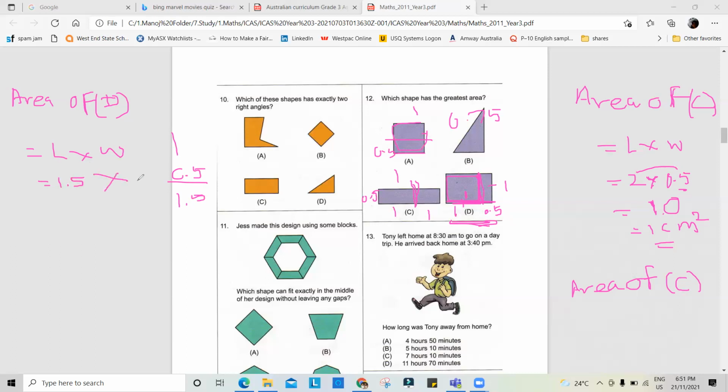And what is the width for this picture? This height should be 1, right? This height is 1, right? Then 1.5 multiplied by 1 is the same number, 1.5. That is the answer. We write this area as centimeter square.